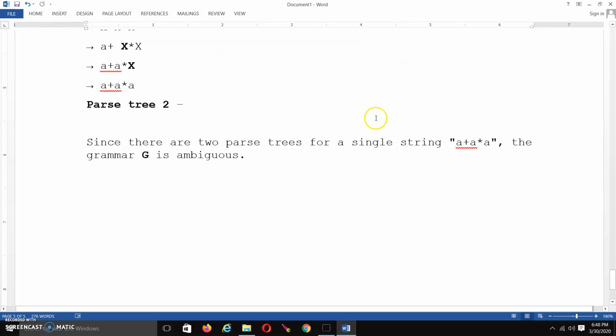So this way of construction is called a parse tree.